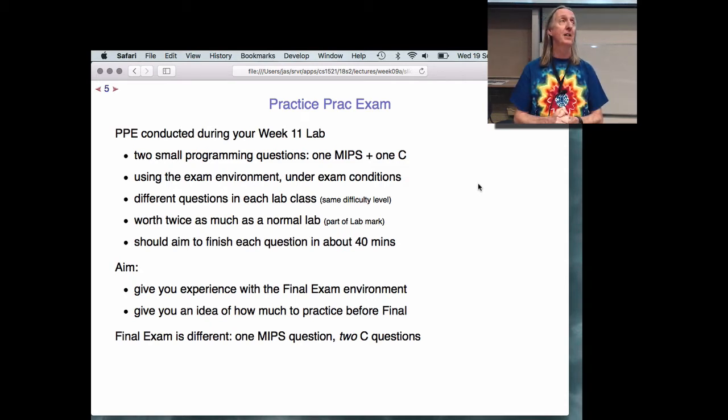Certainly in the final exam, if you do a prac question and you don't get it fully working, as long as it compiles and produces some output and maybe passes a test or 2, then you'll get partial marks based on how close you are to getting a decent solution. Alright, so that's the reason why we're doing this practice prac exam, just so you get used to the environment again, or get reused to the environment.